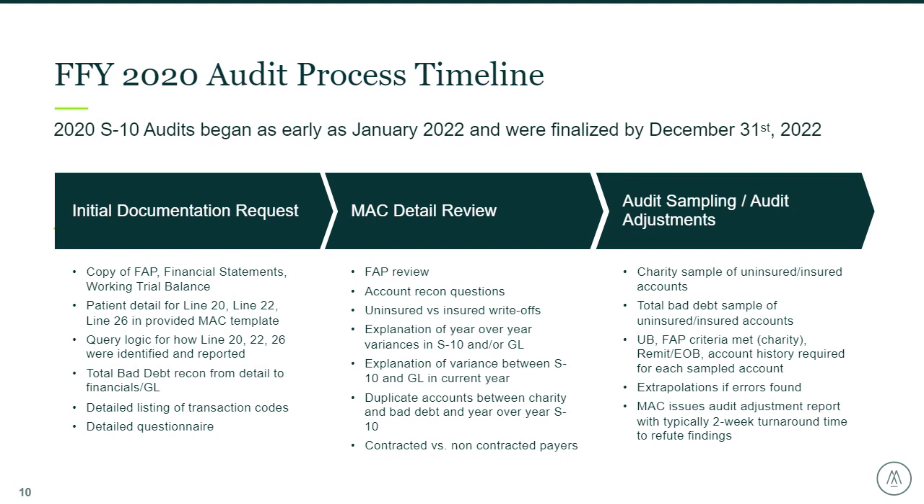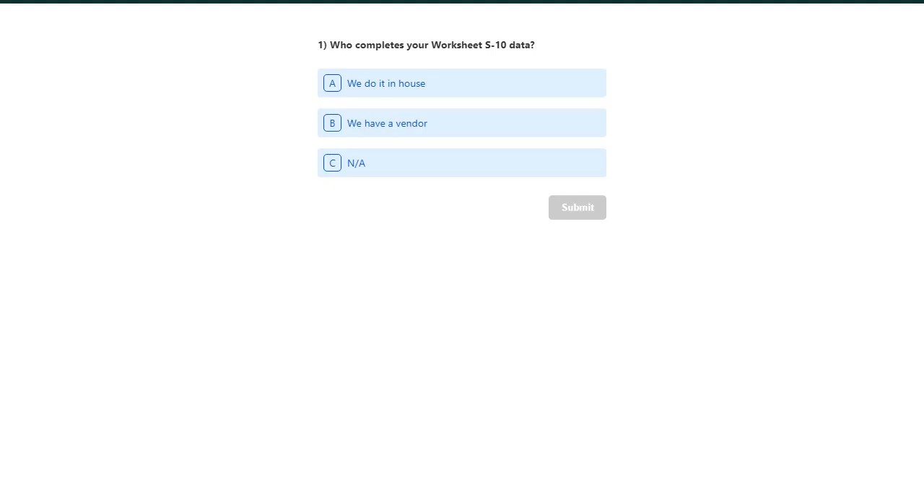But I think before we do that, Amy, I think we have our first polling question. Yes, thank you. So the first question is, who completes your worksheet S-10 data? And the options are we do it in-house, we have a vendor, or not applicable. And to respond to the poll, you just click the button next to the answer you choose and hit submit. And if you can't see the submit button, you will need to enlarge the slide area.